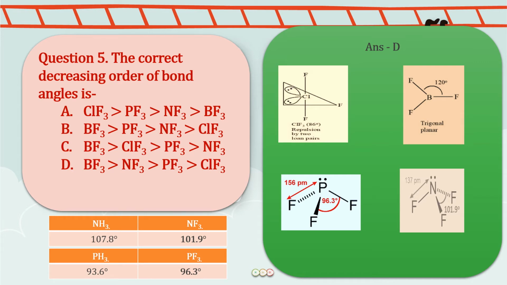The values that you can see in the case of PH3 and PF3 are 93.6 degrees and 96.3 degrees. Again, here we have the same central atom, phosphorus. We have hydrogen bonded to phosphorus and we have fluorine bonded to phosphorus. But what we can see is, surprisingly, from NH3 to NF3 the values decreased, but from PH3 to PF3 the value has increased. Now how do we explain this?